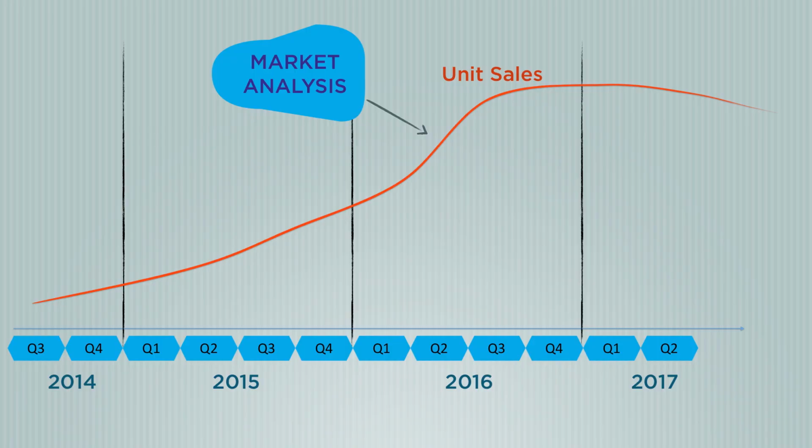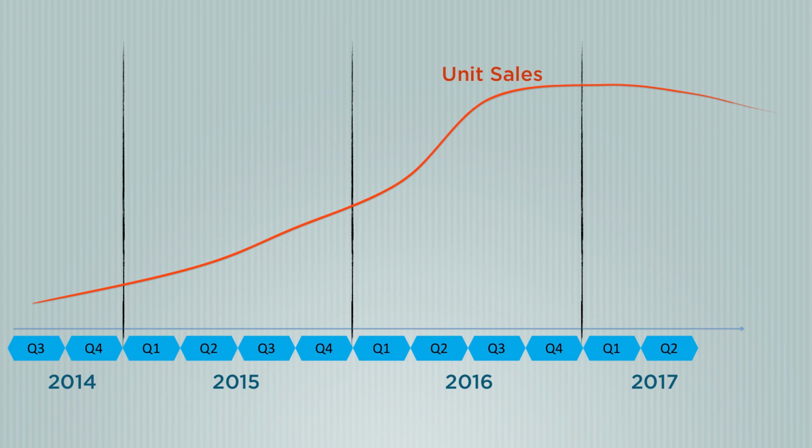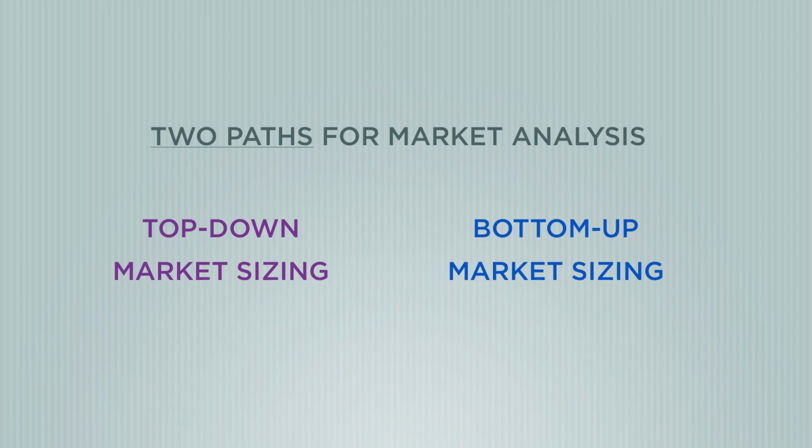It's pretty much the similar graphic that you have seen before in the last lecture. And the idea here is to see how you get to this unit sales number while you're doing your financial analysis. And there are two paths that you should take to get to this number. Number one is called top-down market sizing, and the second is bottom-up market sizing.